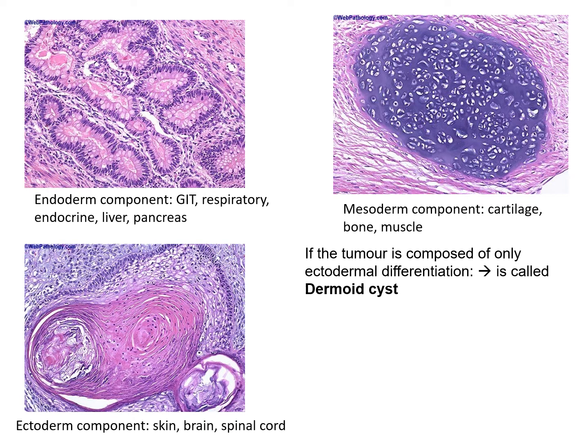Histologically, teratoma can show presence of endoderm component, ectoderm component, and mesoderm component. If the tumor is composed of only ectodermal differentiation, it is called dermoid cyst.